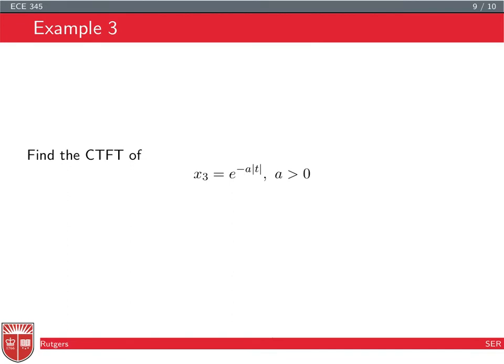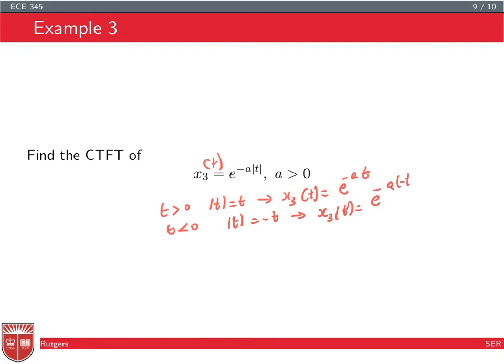Now, example 3 maybe looks a little more involved. The question is to find the CTFT of the signal X3 of t, which is e to the minus a times the absolute value of t. What is the signal equal to? If t is positive, the absolute value of t is equal to t, and X3 of t is e to the minus a t. If t is negative, the absolute value of t is minus t, and X3 of t is e to the minus a times minus t, which is e to the plus a t.